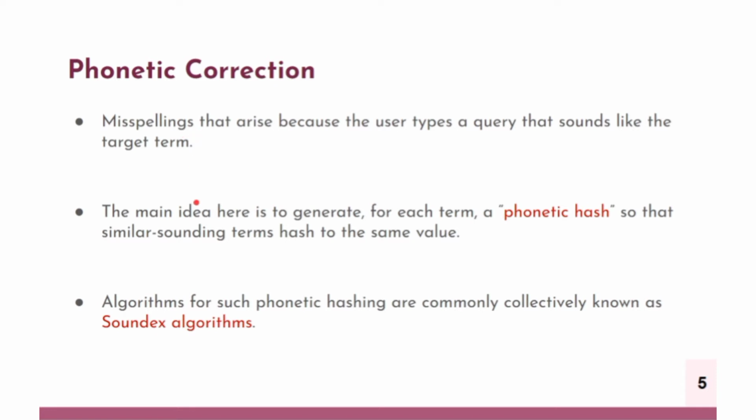So what is the idea over here? The main idea is to generate for each term a phonetic hash so that similarly sounding terms hash to the same value. So what exactly is a hash function? A hash function is basically a one-way function for which if we give a particular input, it generates an output that is unique to that particular input, and none of the other inputs will generate that particular output that the hash function gives.